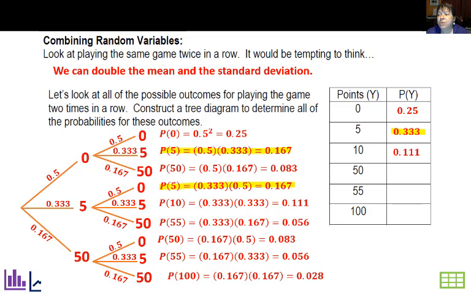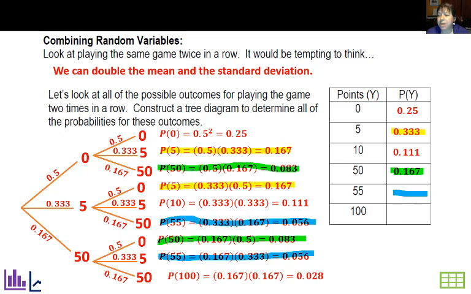For 10, there's only one of those. For 50, there's 2 of them, so combine those two, and I get 0.167. 55 also has 2, so that's 0.111, roughly. And 100 has just 1, which is 0.028. And when you add these all up, they should be very close to 1. There might be some rounding errors, but that's okay. These actually do add up to 1.